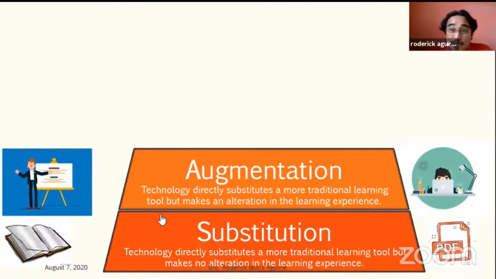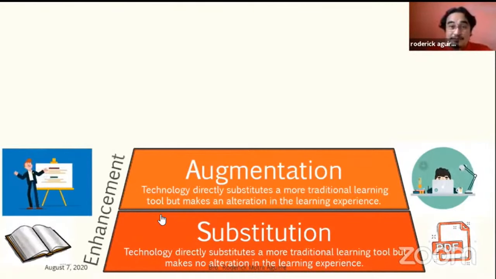Hindi lang gagamitan ng utak. Okay? Unlike substitution, ang bata, skills lang, mental capacities and comprehension skills lang gagamitin. Pagdating sa augmentation, ang kanyang mental capacity, ang kanyang mental processing skills, not enough. Kailangan niya ng presence of technologies, other technologies aside from printed materials. That's augmentation. Ang tawag po natin sa two stages or parts ng SAMR model is enhancement. It enhances the learning experience.